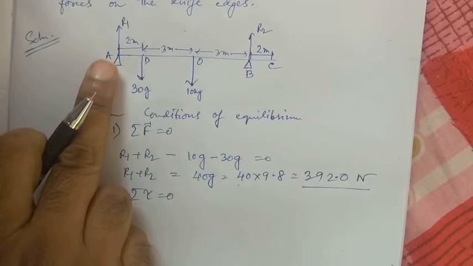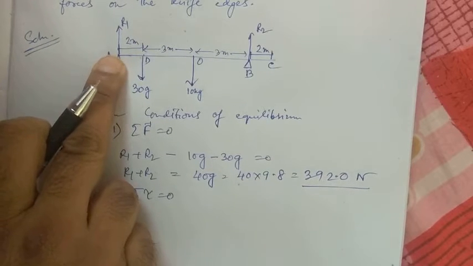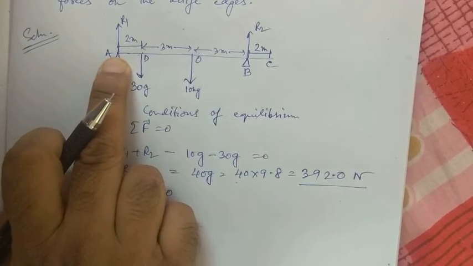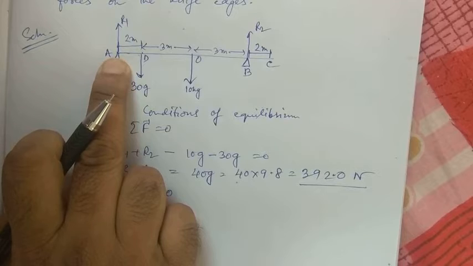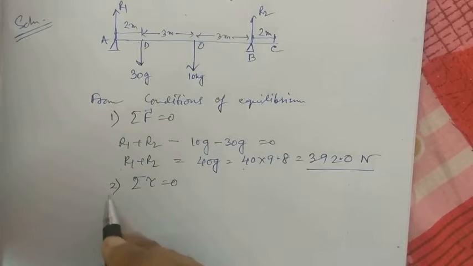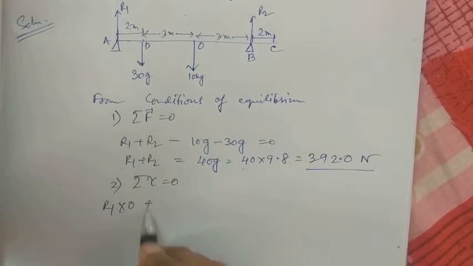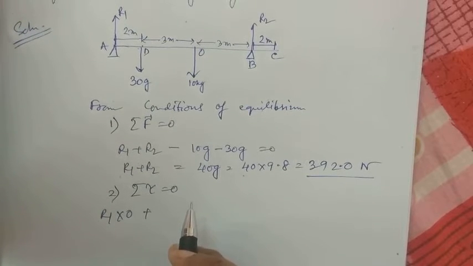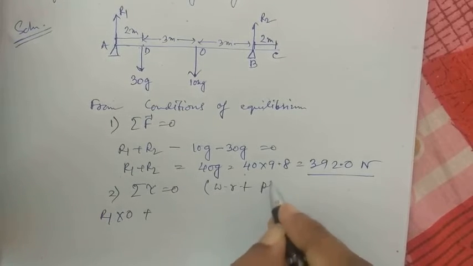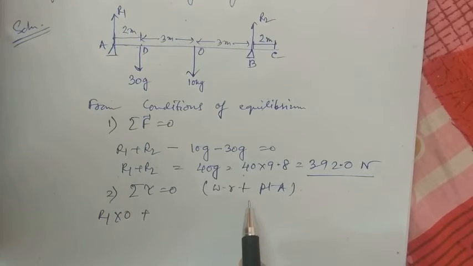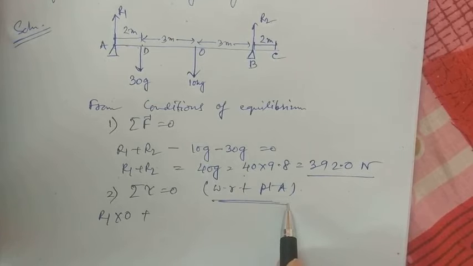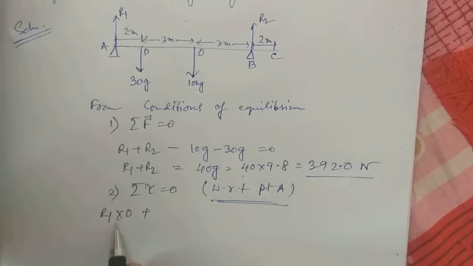If we take the moment about the point A, then the moment of the force R1 becomes 0, because R1 is acting at A, hence the perpendicular distance is 0. So we try to write the equation, that is R1 into 0, because R1 is acting directly at the point about which we are taking the moments. We can write with respect to point A. In the examination paper, you must always mention with respect to which point you are taking the moments. So R1 into 0.